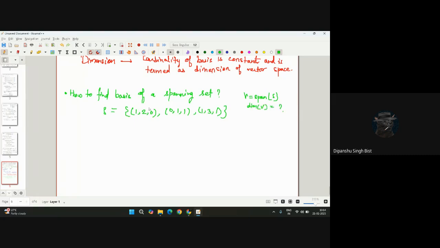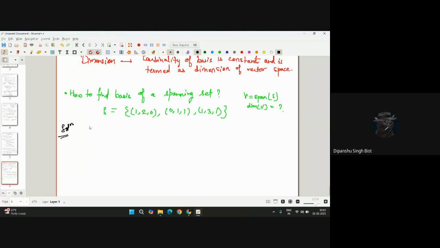So how will you find it? S is some spanning set, so you first need to find the basis of S. So how will you find the basis of S? You need to check which of the vectors is linearly dependent.